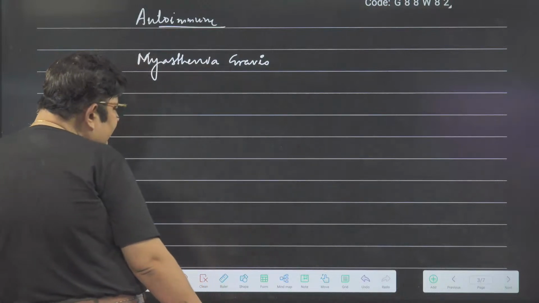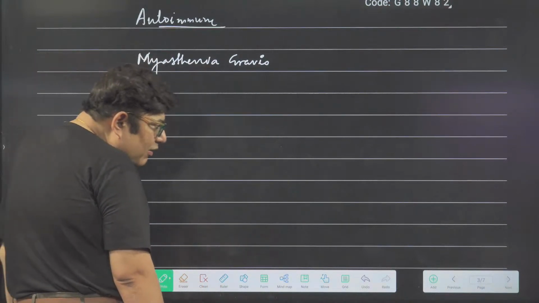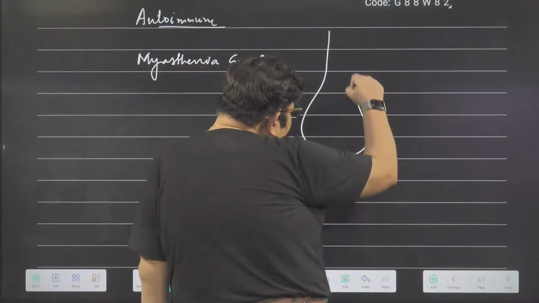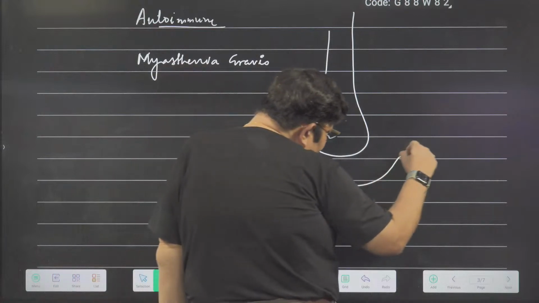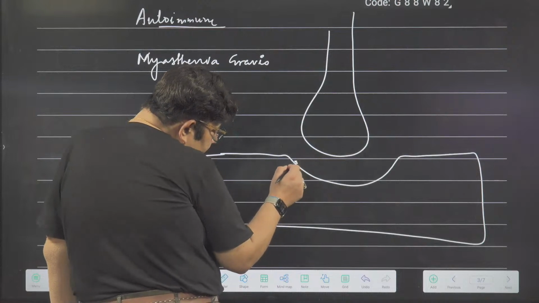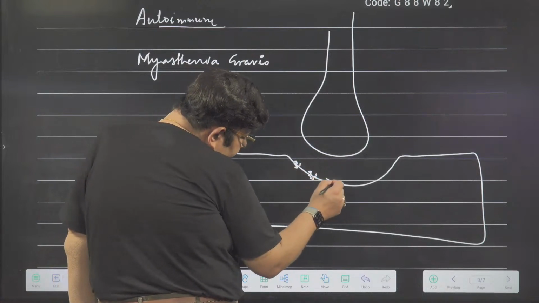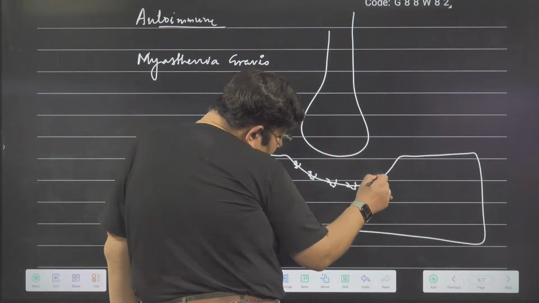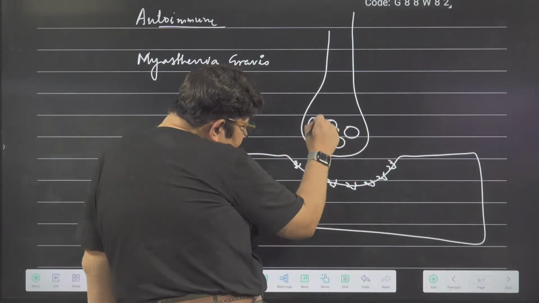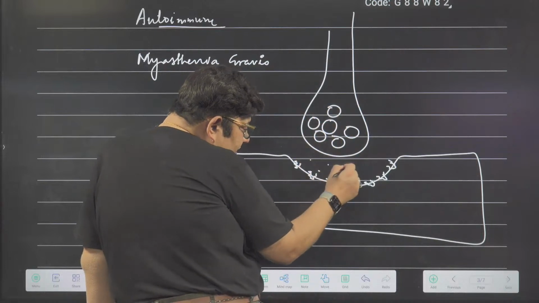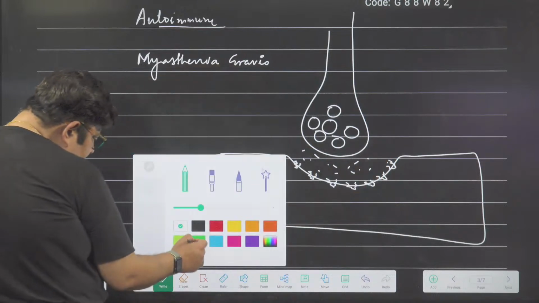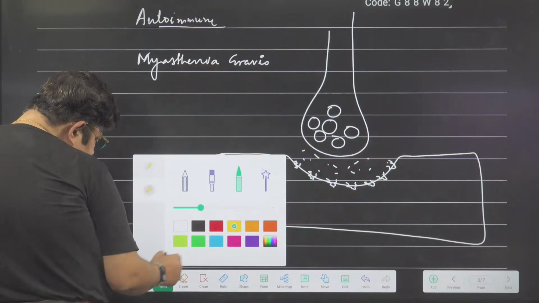So, children, in myasthenia gravis, the hostile antibodies damage or block the acetylcholine receptors. These are the receptors of acetylcholine. The autoantibodies come and damage the receptors. As a result, when the nerve impulse comes, the acetylcholine is released, but it is not going to have any effect. The reason being, these receptors are blocked by autoantibodies.